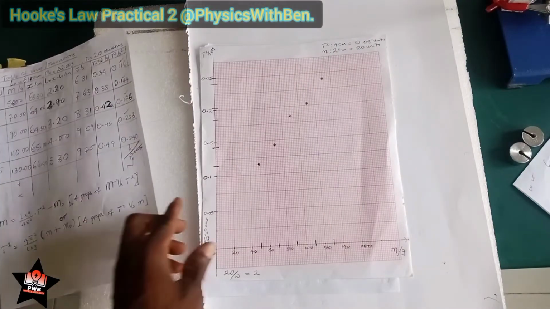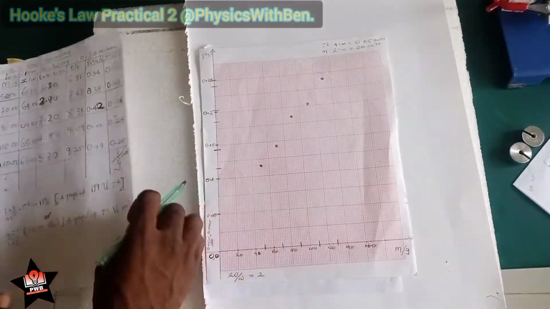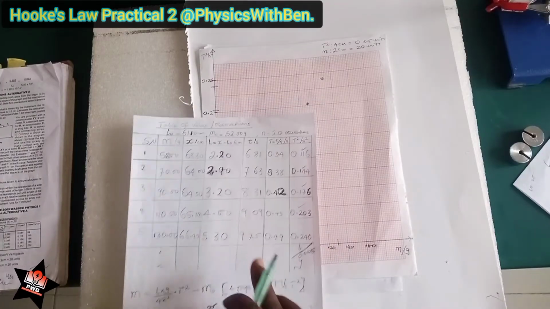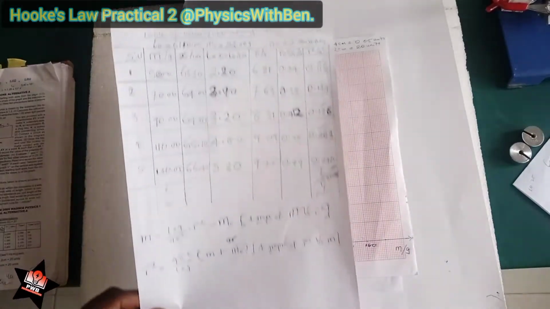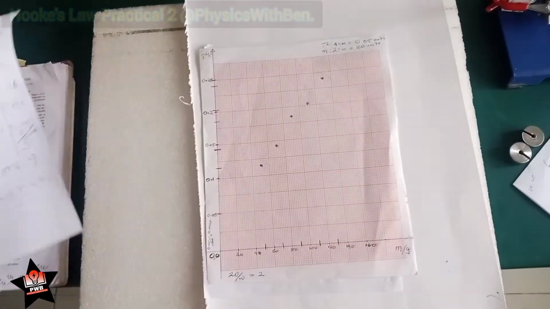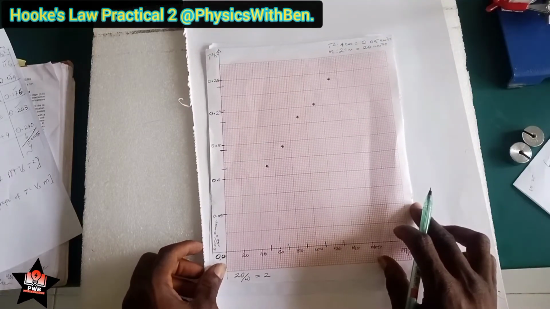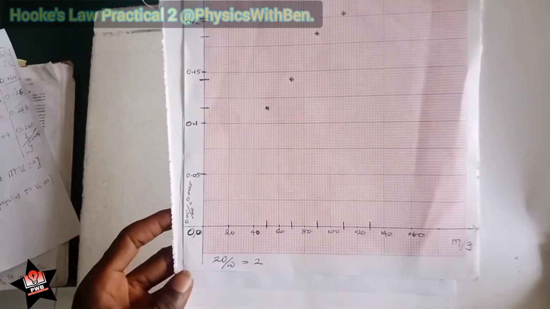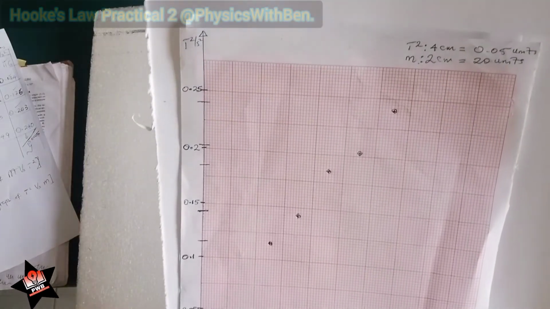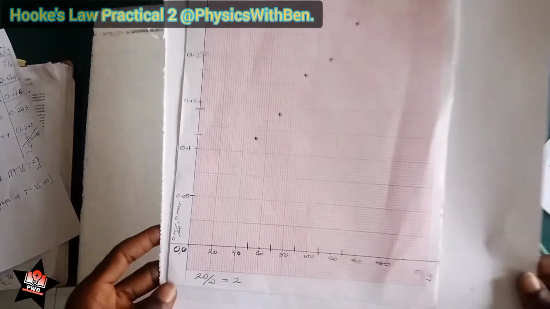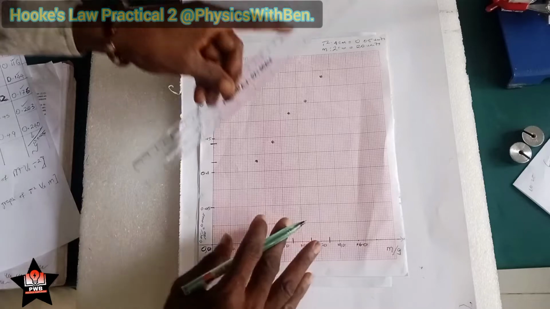What a perfect graph. This is 1, 2, 3, 4, 5. And then we have 1, 2, 3, 4, 5. Good. So the next thing is to draw the line of best fit. This is good. Our line of best fit.